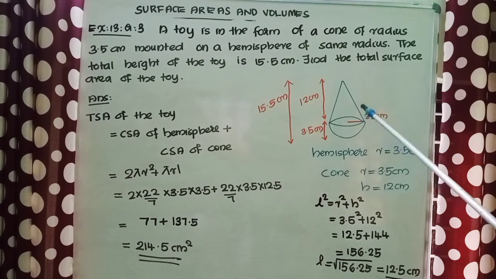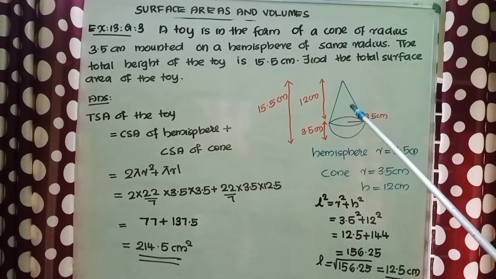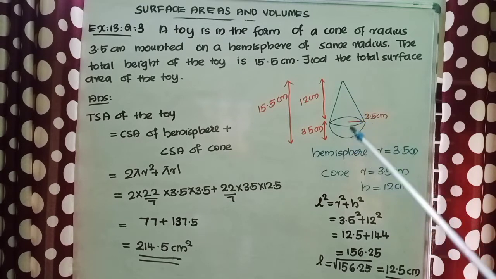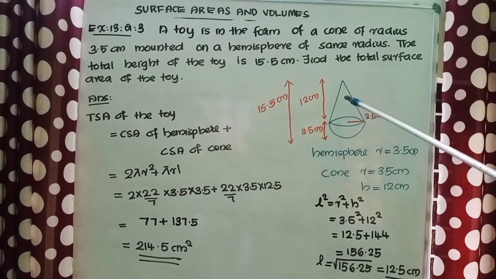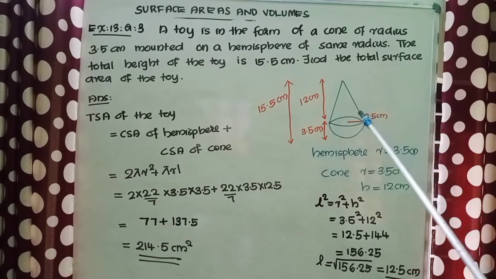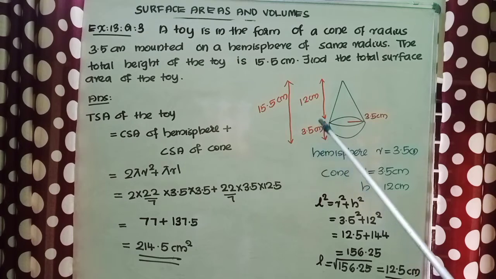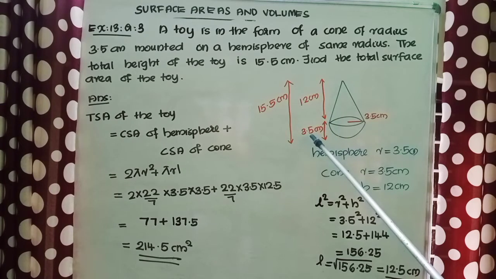So here I have drawn the figure of the toy. A cone is mounted on a hemisphere. So there is a hemisphere and a cone is on it. The radius of the hemisphere is given 3.5 centimeter. So the height of this hemispherical portion is 3.5 centimeter.